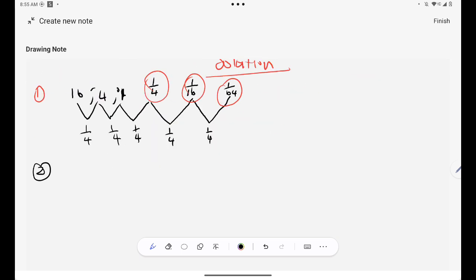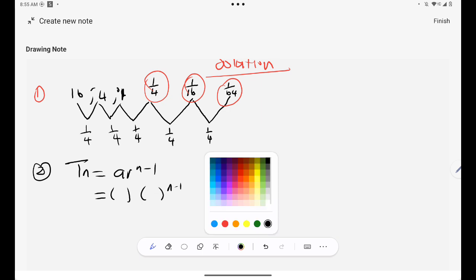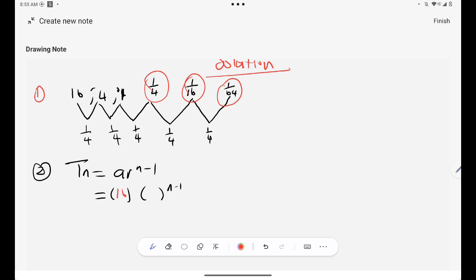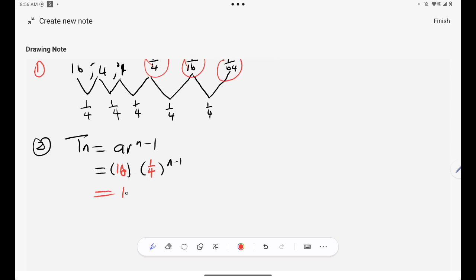Number 2, find the nth term, Tn. There are only 2 things you need to find the nth term: the first term and the common ratio. So our first term is 16. Our ratio is 1 over 4. So our Tn will be 16 multiplied by 1 over 4, all raised to the power n.